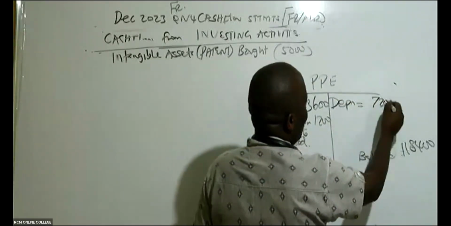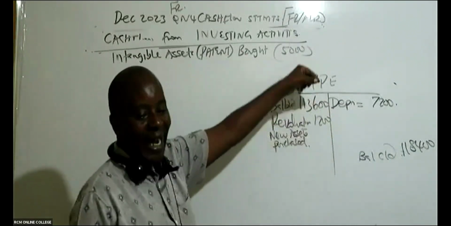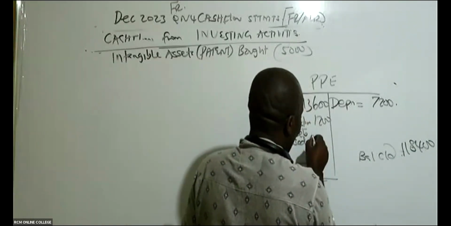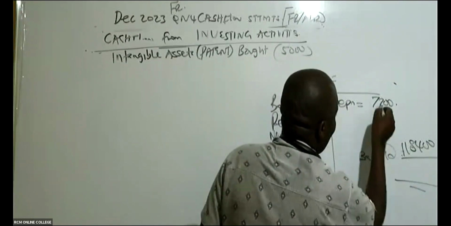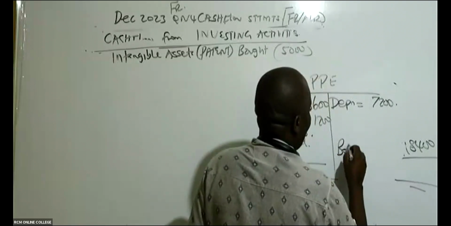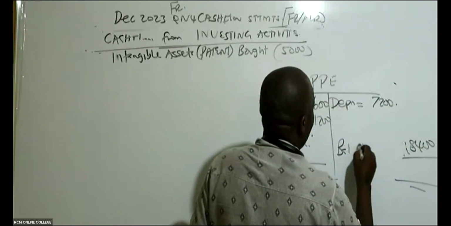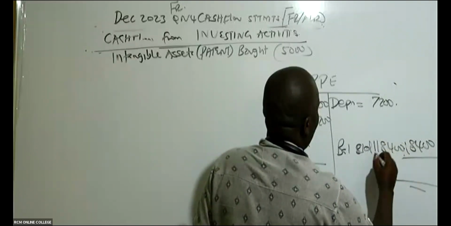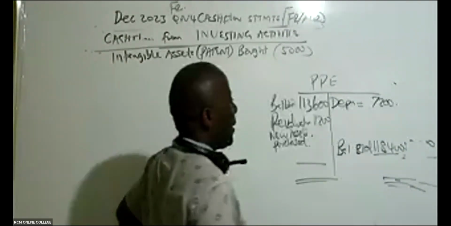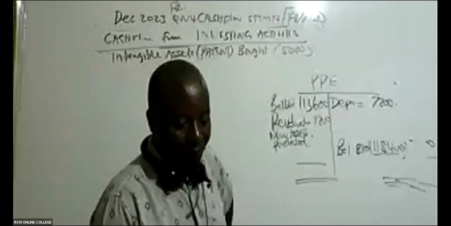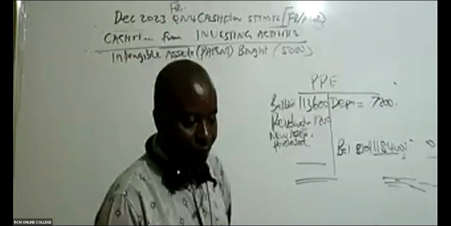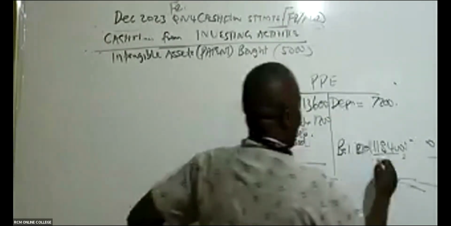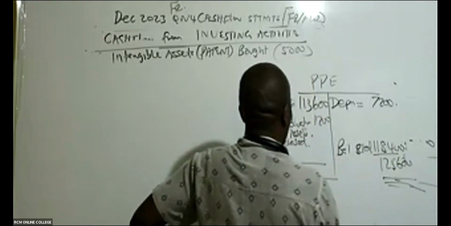And fortunately, we know that depreciation is 7,200. Remember, we take depreciation for the year, 7,200. So are you able to give me the balancing figure? The balancing figure is what will come here. Balance brought down, carry down, 118,400. Is there somebody who can give me 118,400 plus 7,200? In the interest of time, because I must finish, it is 125,600.